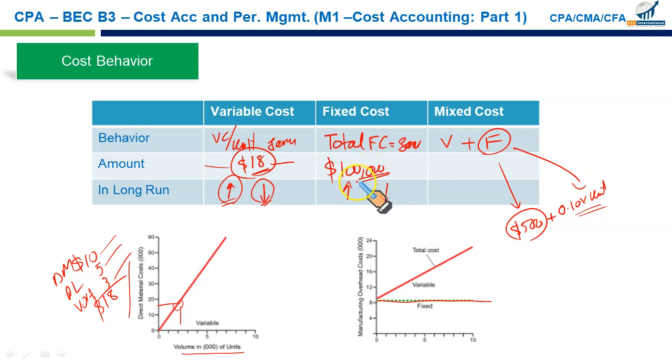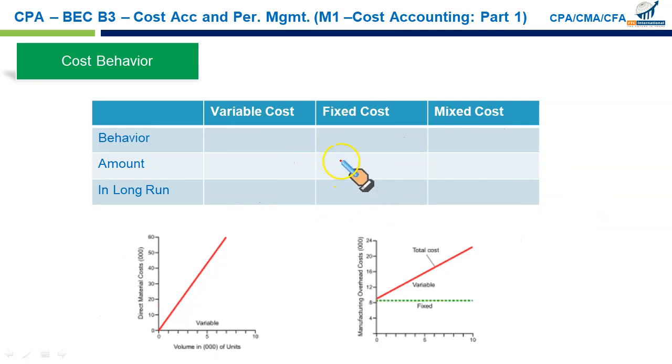For example, in this case, we have $100,000 as our fixed cost, which will stay fixed for the short run. If you produce 1,000 units, your fixed cost per unit is going to be $100. And if you produce 10,000 units, look at what will happen. Your fixed cost per unit falls drastically from 100 to 10. So fixed cost in total stays the same, but on a per unit basis, it falls.